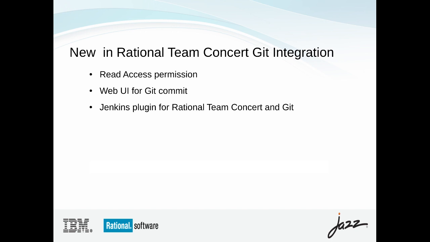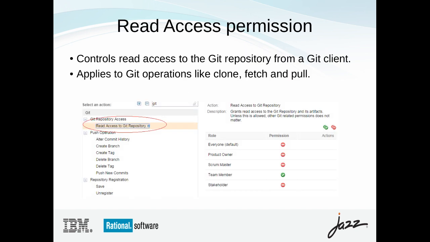Let me provide an overview of the new features and then I will take you through a demo. Using the read access permission, you can control read access to a Git repository from a Git client. This permission applies to operations like clone, fetch, and pull. As an example, if the user does not have the required read access permission, then a clone operation from a Git client fails.